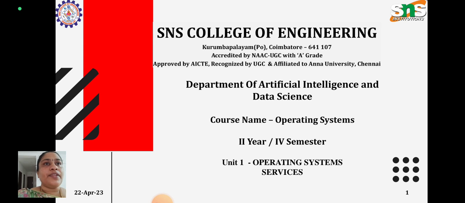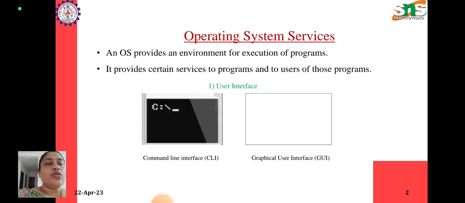Let's start. The first one is the user interface. This is one of the most important services provided by the operating system. What is this user interface? The user interface is something that allows the user to interact with the operating system. Almost all operating systems have a user interface, and it can take several forms, like the command line interface, also known as CLI, or the graphical user interface, known as the GUI.